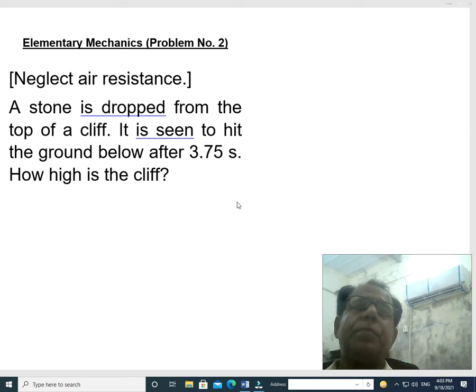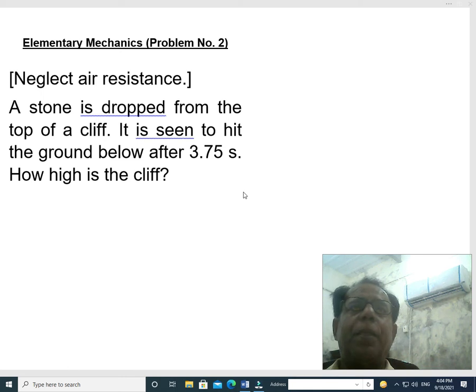How many things are given, dear students? Here time is given while height is to be determined. Moreover, this is vertical motion, downward motion. And in this case acceleration due to gravity is involved, which has a value of 9.8 meter per second square.